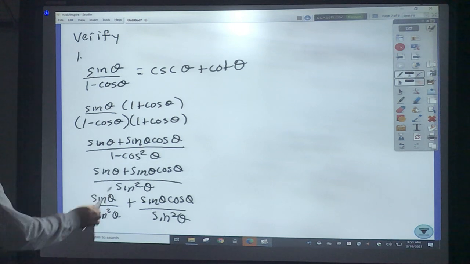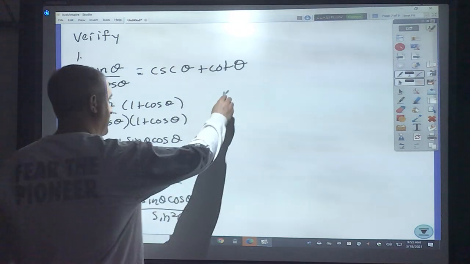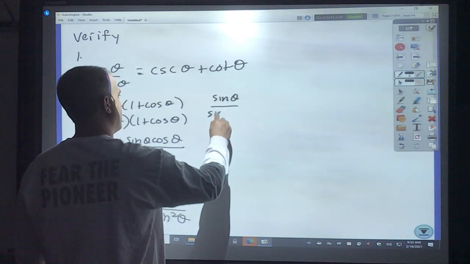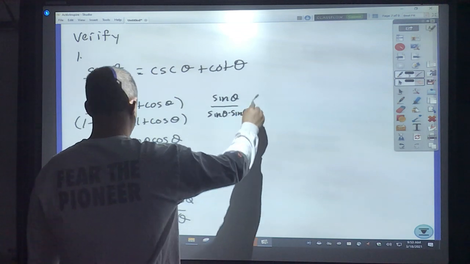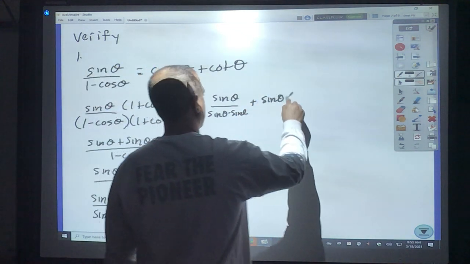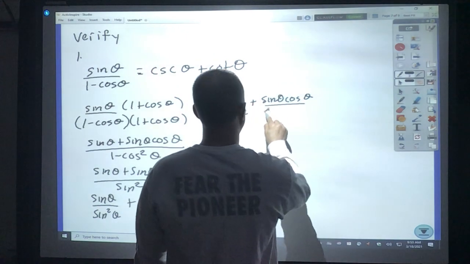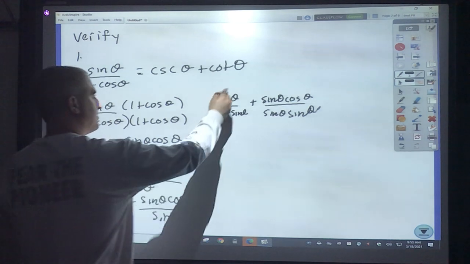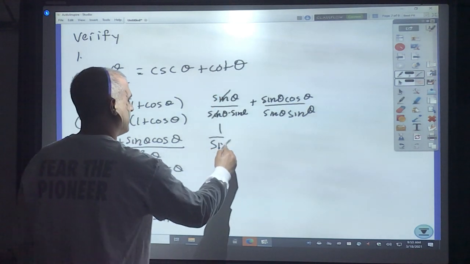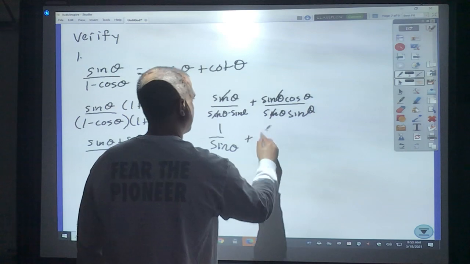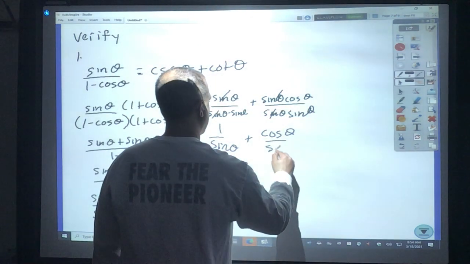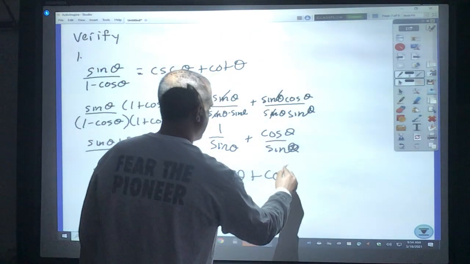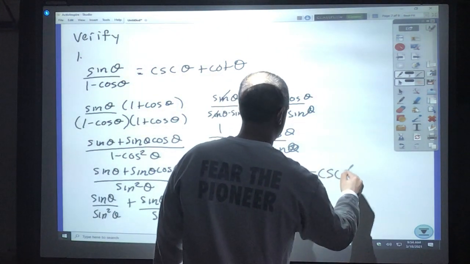Basically, the long and the short of this is that I would be able to eliminate, because I would have sine theta over sine theta times sine theta plus sine theta cosine theta over sine theta times sine theta. So boom, boom, that goes away. That's 1 over sine. Boom, boom, that goes away. That's cosine over sine. So what does this equal? This would be cosecant, and this would be cotangent. And that's how I get my answer.